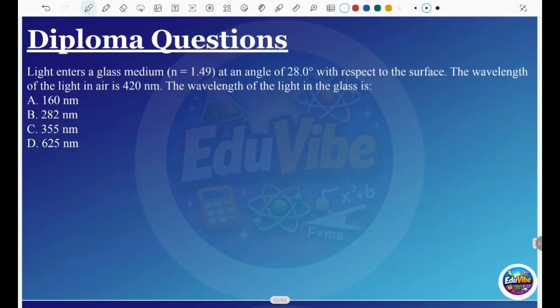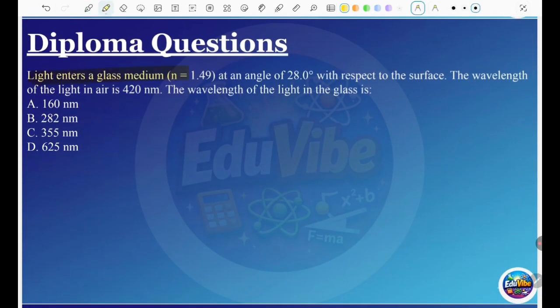Let's move on to the next one. The question says light enters a glass medium, n is equal to 1.49, at the angle of 28 degrees with respect to the surface. The wavelength of the light in the air is 420 nanometers. Determine the wavelength of the light in the glass.